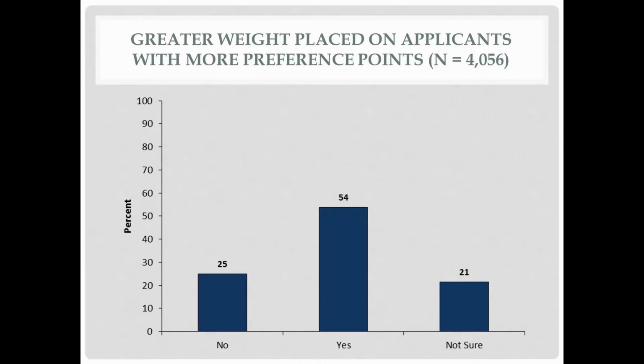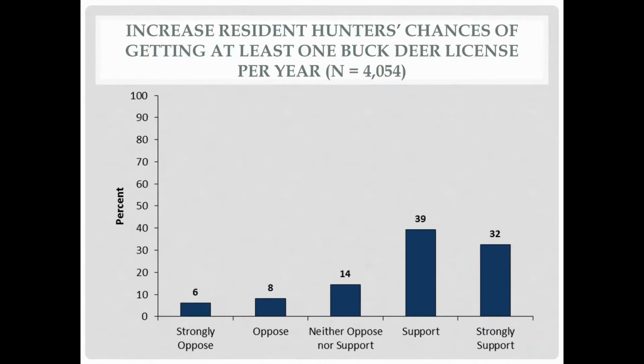Not surprisingly, we've asked this question in previous years on previous surveys, and so this was a similar result. The majority, 71%, if my math is right, supported or strongly supported a system that increased resident hunters' chances of drawing their preferred deer license. 14% were opposed to that for some reason or another, and another 14% were somewhat neutral.